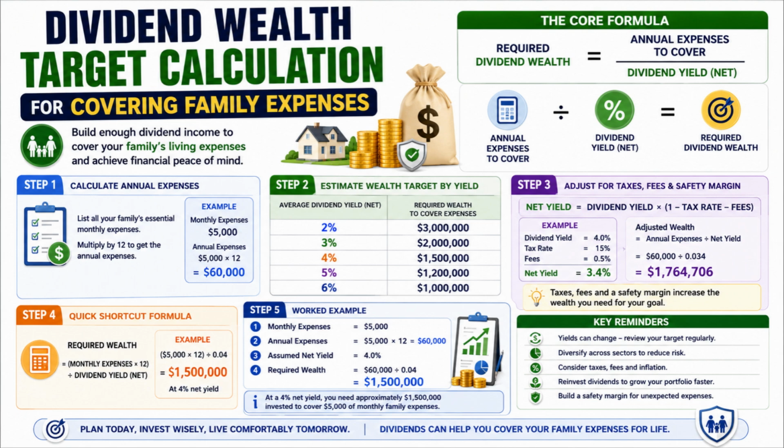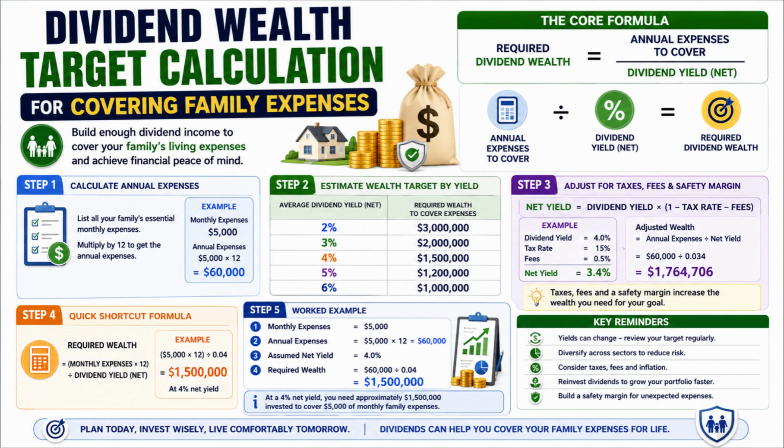Then, make the calculation more realistic by adjusting for taxes, fees, and a safety margin. Net yield can be calculated by taking the dividend yield and reducing it by taxes and fees. For example, if the dividend yield is 4%, the tax rate is 15%, and fees are 0.5%, the net yield becomes about 3.4%. This lower net yield increases the amount of wealth needed.